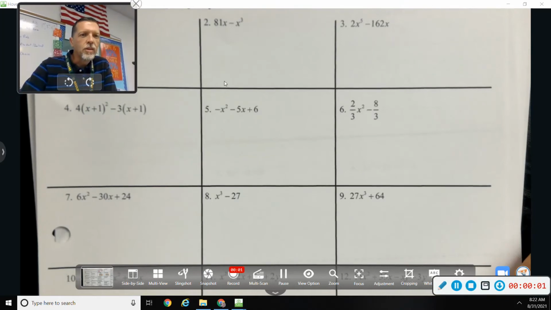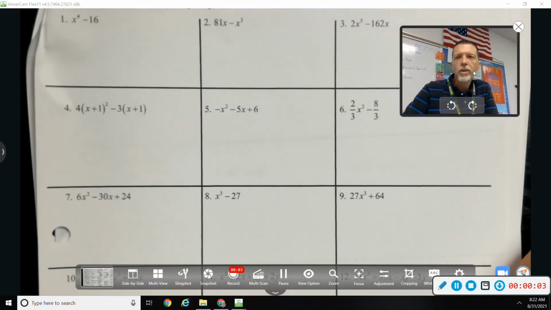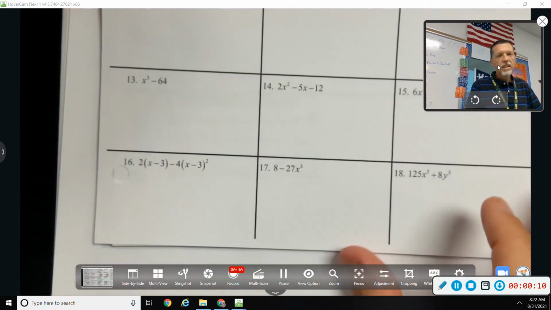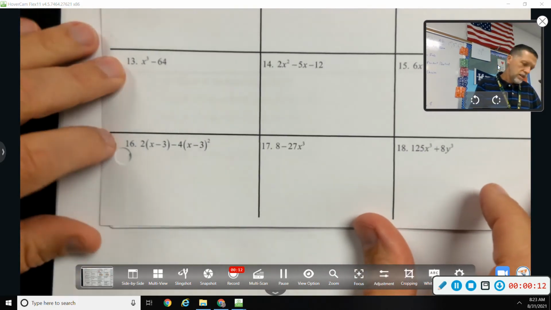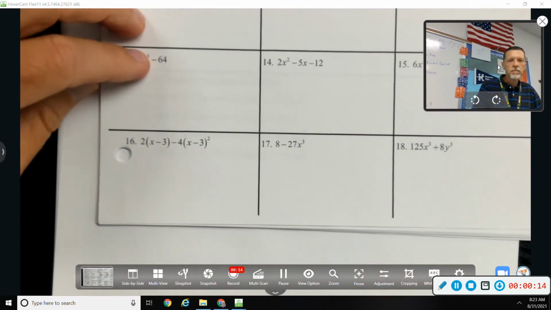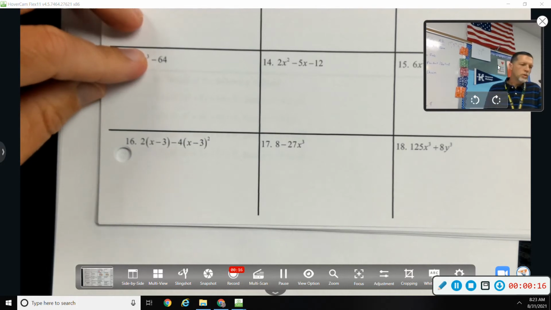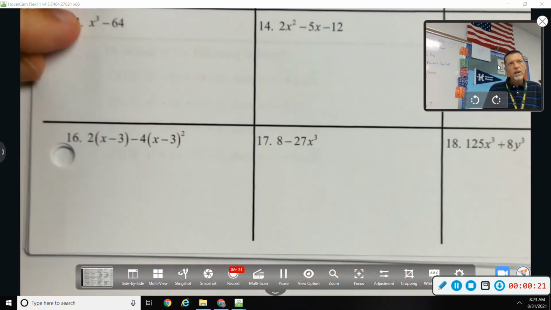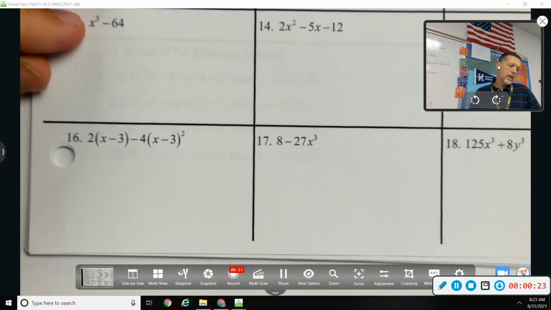All right, so looking at worksheet 2, going over some of these. Answers are posted, but 16. Yeah, that looks terrible. Okay, there's kind of two approaches to 16, and either one will get you there. I'm going to go the way that gets you there quicker.